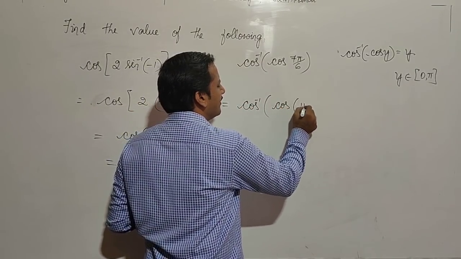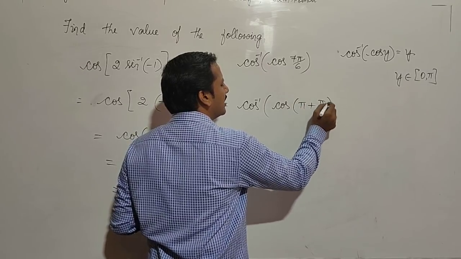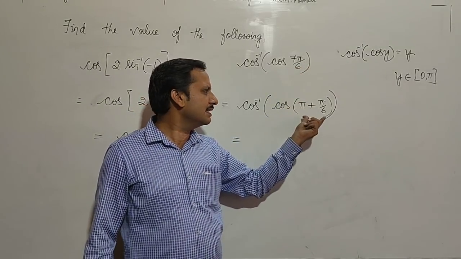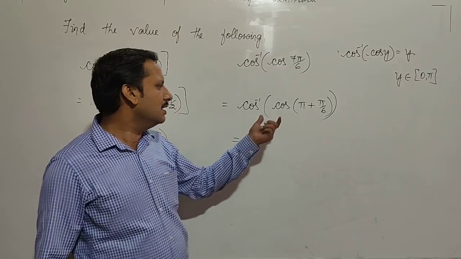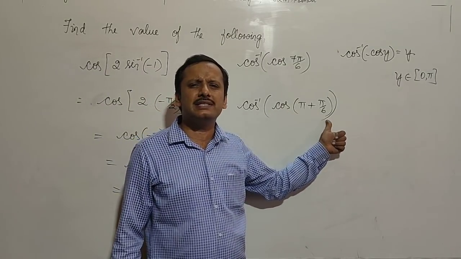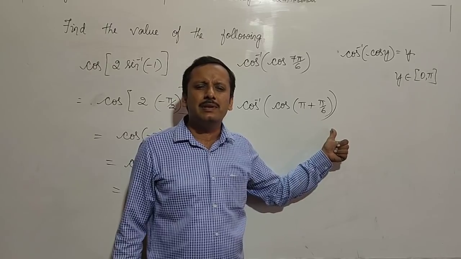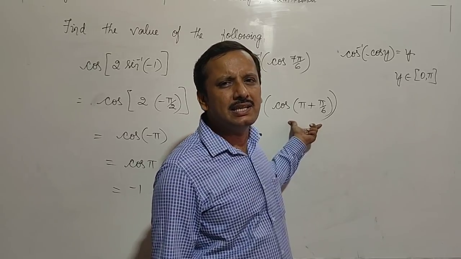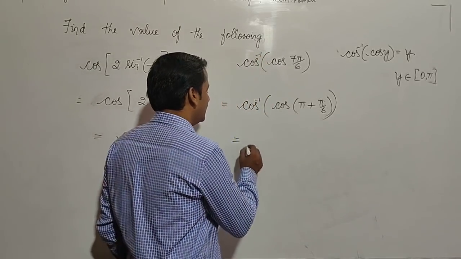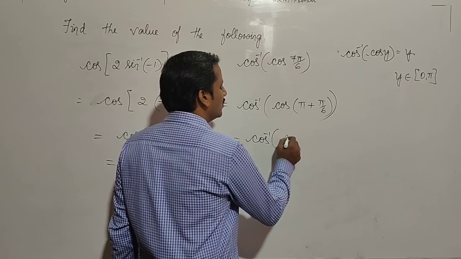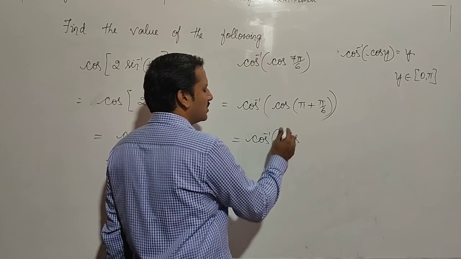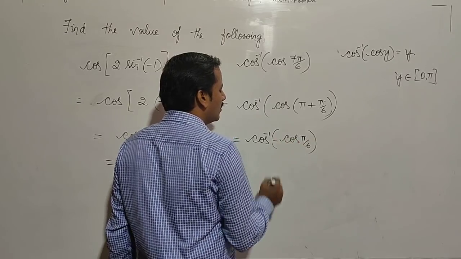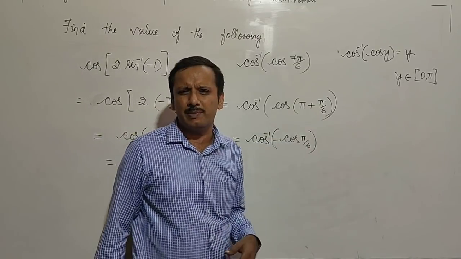7 pi by 6, I will write it as pi plus pi by 6. So this looks like cos of pi plus theta, or cos 180 plus theta. This is in the third quadrant. Cos pi plus theta is equal to minus cos theta. So I will write minus cos pi by 6. Cos inverse of minus cos pi by 6.